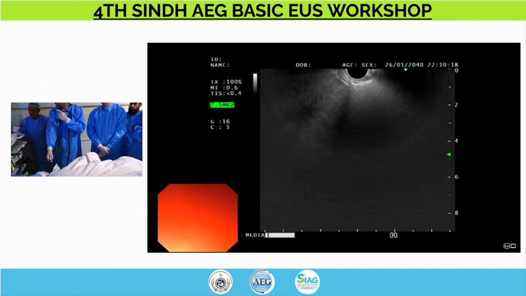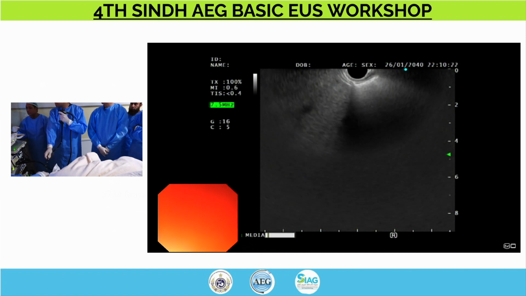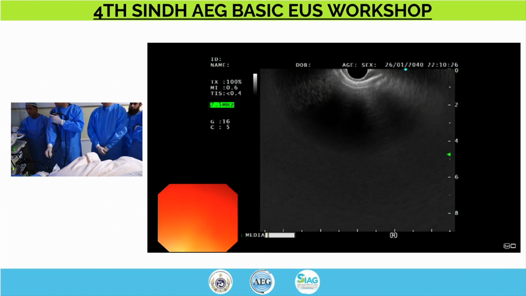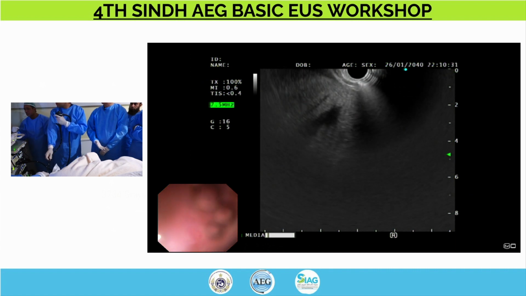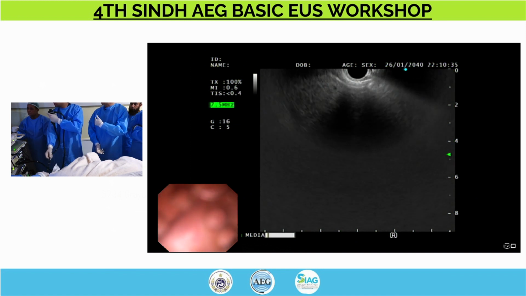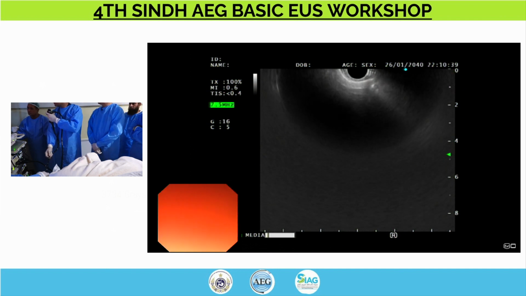Where is the abdominal aorta? No, what did I explain about the abdominal aorta? It is towards the posterior side. Right now you're looking at the anterior side, the liver is anterior, so you need to rotate yourself to the posterior side. Only then are you going to reach the aorta. So keep rotating to the clockwise side.